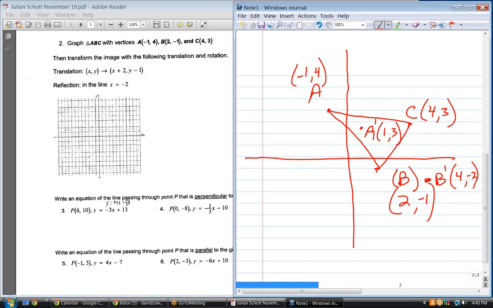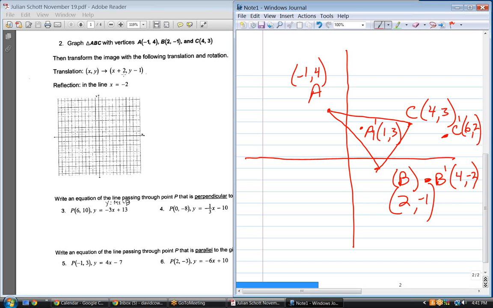And finally, C prime. 6, 1. Okay, how about 6, 2? Yeah, we're adding 2 to the x, we're subtracting 1 from the y. See how it's 6, 2? Okay, and that is right there. So we'll call that C prime, and that is 6, comma 2. So there's our A prime, B prime, C prime after just the translation.